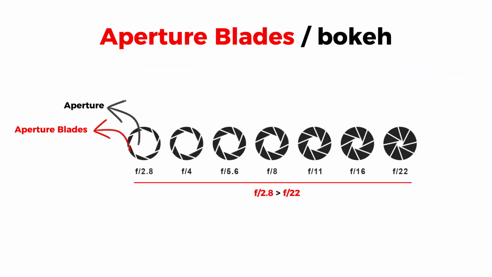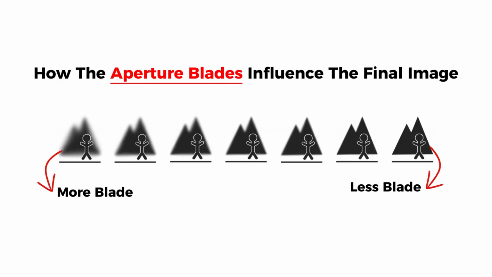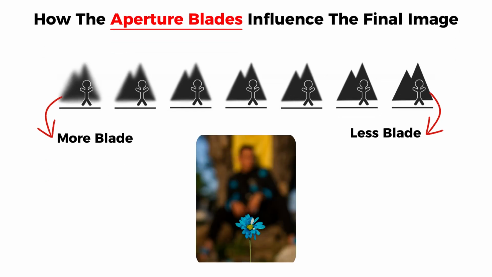Aperture blades, also known as bokeh. The number and shape of aperture blades affect how out of focus highlights look. More blades equals smoother circles and blurred backgrounds. So portraits with creamy background blur use lens plus aperture shape.